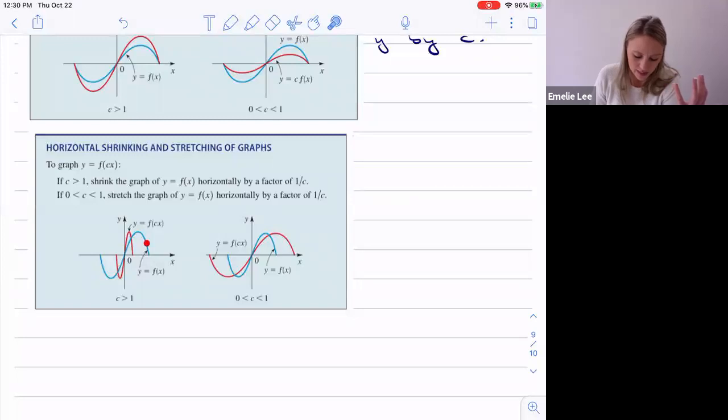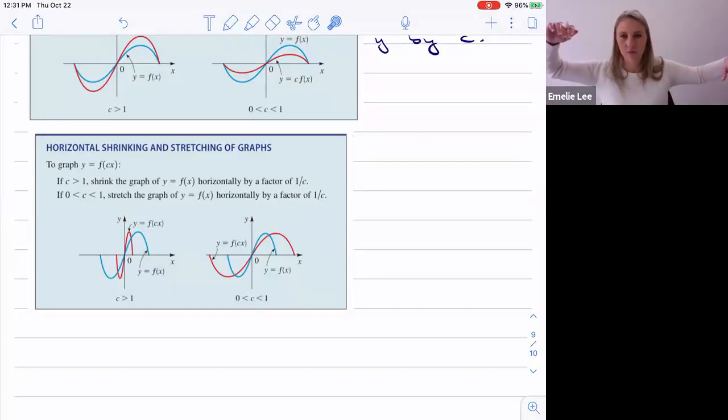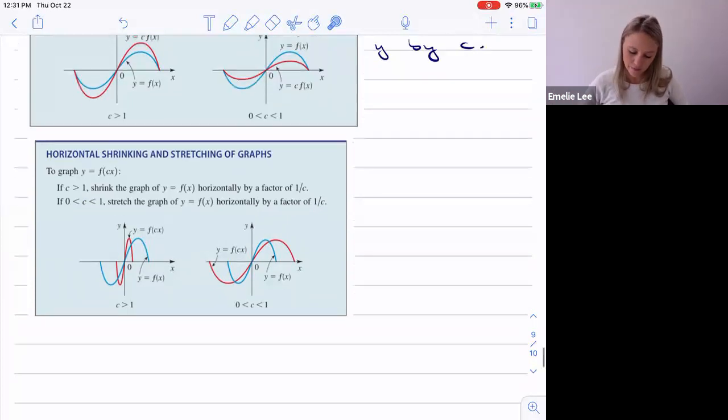So notice that if the blue line is our original function, y equals f of x, then if I have y equals f of c times x, I actually smush it together horizontally, right? But one thing to keep in mind is that all the y values stay the same, right? So all the potential y values, it still has that same range as it did before. It's just that the domain has been smushed together. And then if you've got a small value of c, it actually stretches it out like this, right? So if c is between 0 and 1, then we stretch it horizontally by a factor of 1 over c. So if the blue line is our original function, and then if c is small, then we get this stretched out version of the graph.